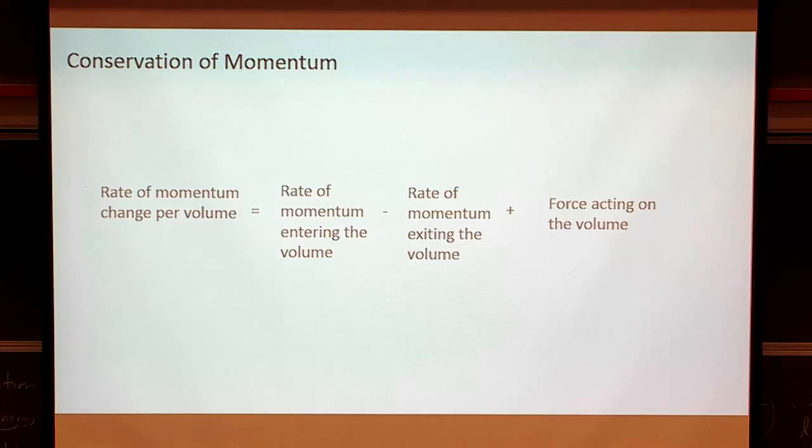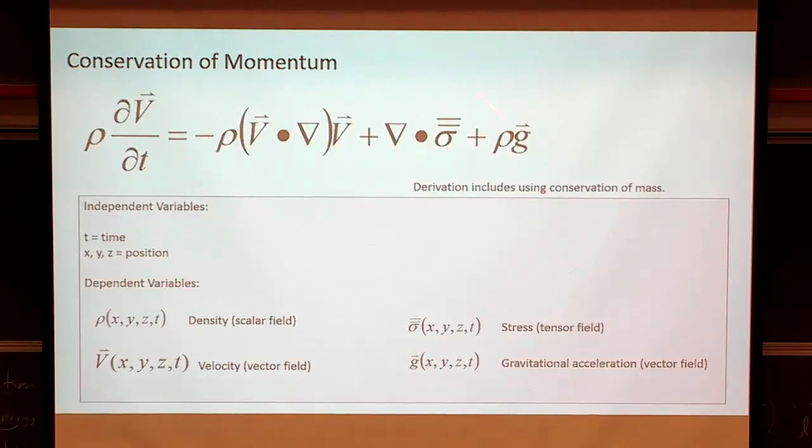Conservation of momentum. If we were to derive this, we would just look at a volume, say the rate of momentum change per volume equals the rate of momentum entering the volume, or being advected into it, minus the rate of momentum advecting out of the volume, plus the force acting on the volume. And just like Michael showed yesterday, you get an equation like this. So here's how the velocity or the momentum is changing per time in a volume. Here's the momentum being advected in and out of that volume. It's related to some dot product here. Here's the divergence of the stress, as we saw yesterday, and the weight of the material.